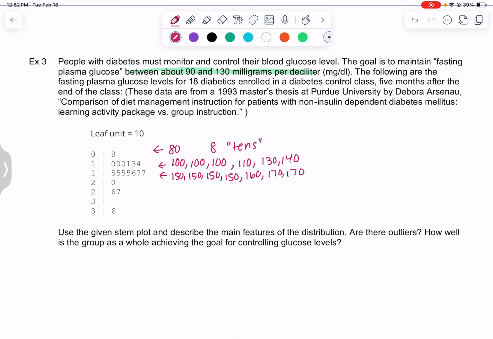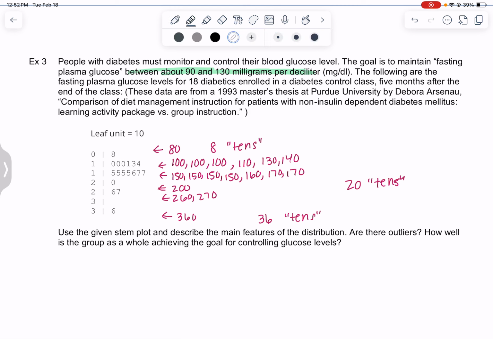The next row, I see the number 20, but again, remember it's 20 tens. So it's actually 200, and then we get 260, 270, and then the last row is a really high number at 360, for 36 tens. Basically we're taking all these numbers and adding a 0, because right here it tells me the leaf unit is the tens.